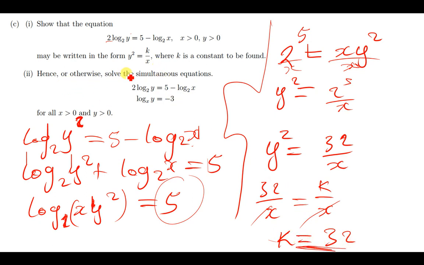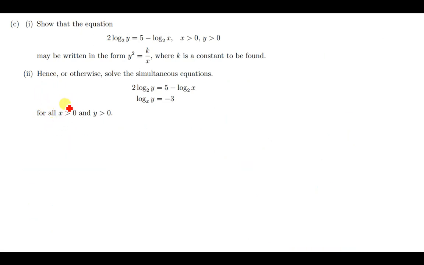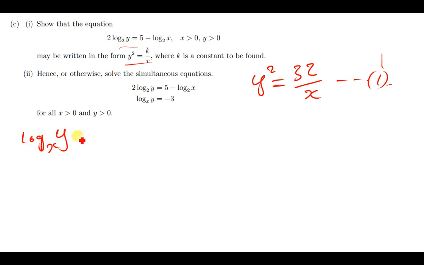Okay, let's solve the simultaneous equation on the second part of this question. So solving the simultaneous equation, this one, we first have to change that. Oh, it's already changed, it's there. So we have, this one is the same as that one. So we can just say y squared is equal to 32 over x as equation 1. And then we have this one, which is log y base x is equal to -3. We can convert this to exponential. So the base is x to the power -3 is equal to y.